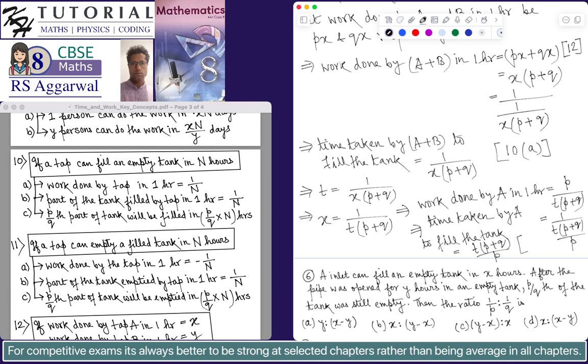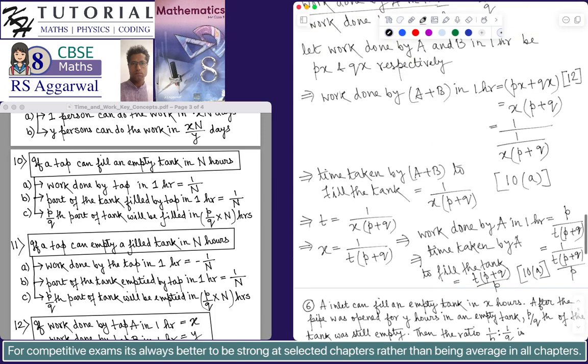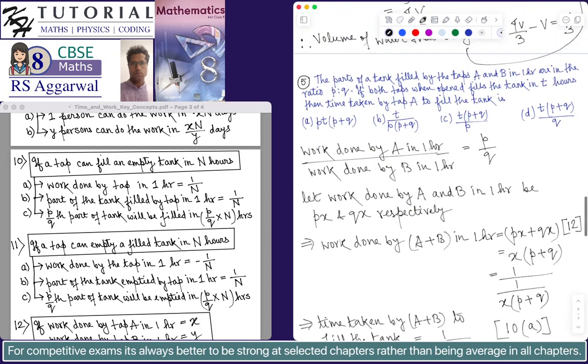the concept of the reverse of 10a. So the time taken by A to fill the tank will be T into P plus Q divided by P. So the correct choice is C.